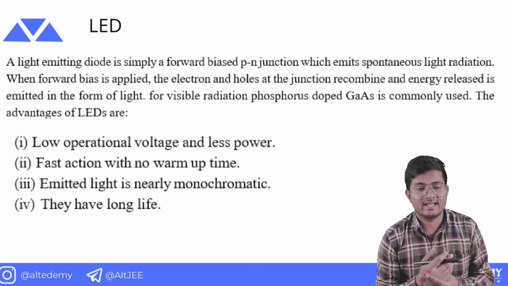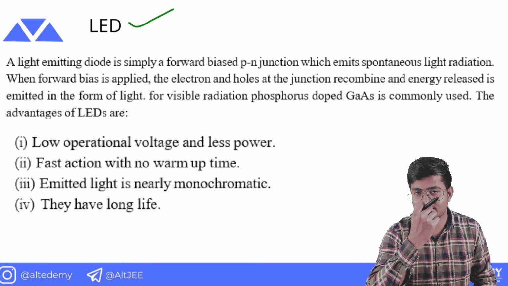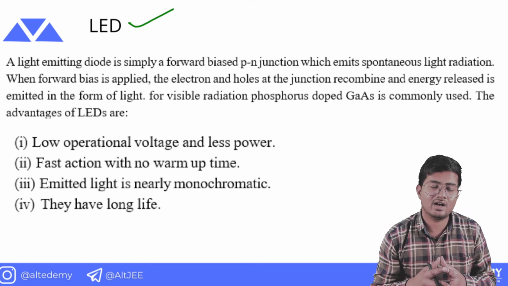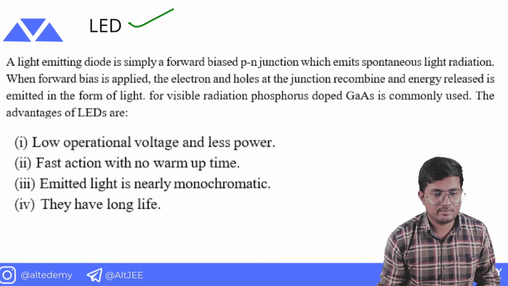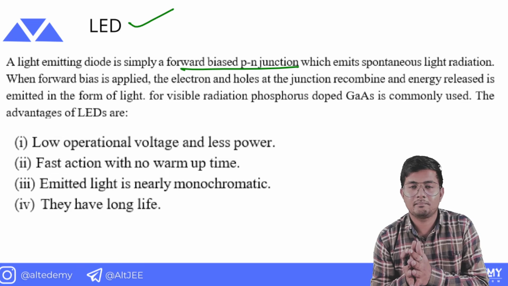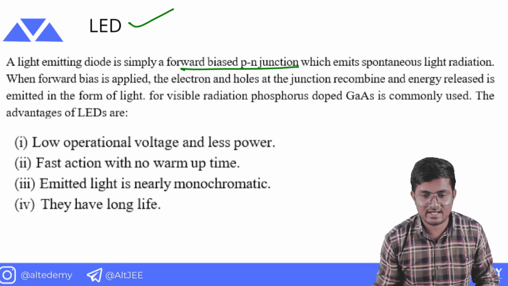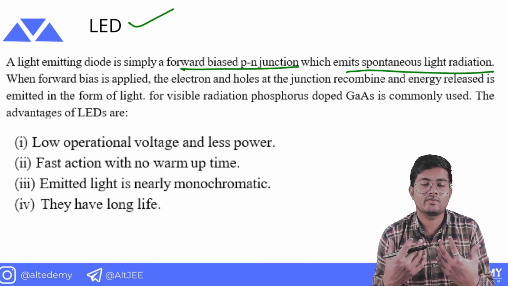Now let's talk about LED. What is LED? LED is a device which you must have seen, right? In the headlights of a car or at Diwali. LED is a forward biased PN junction, and it emits spontaneous light. That's why we can see the light coming out of the LEDs.